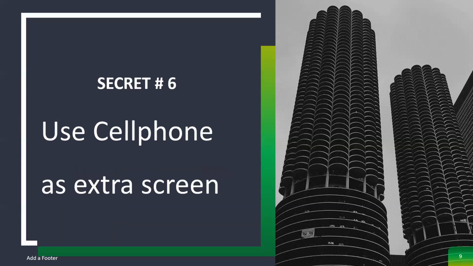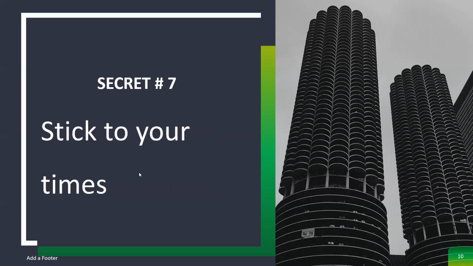Use a cell phone as an extra screen. Sometimes people have cell phones lying around. You can get very nice cell phone stands that you can put next to your laptop and put the screen dimness to, let's say, 10 minutes or higher if possible, and you can watch more than one screen at a time.